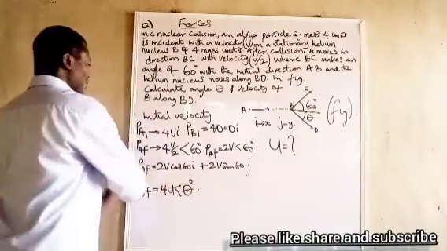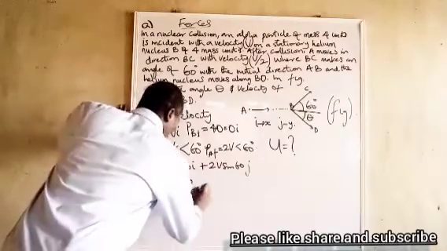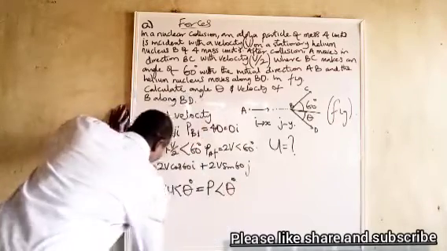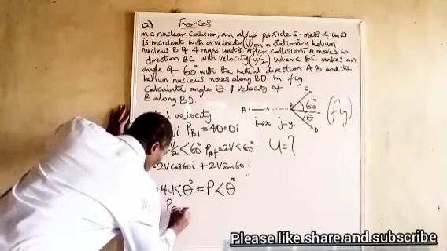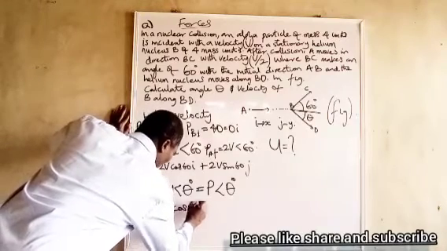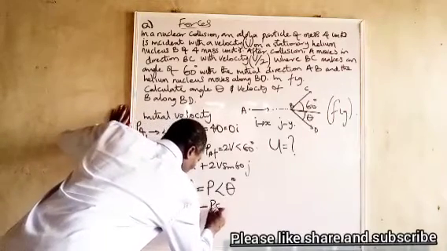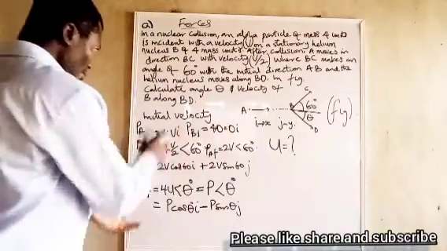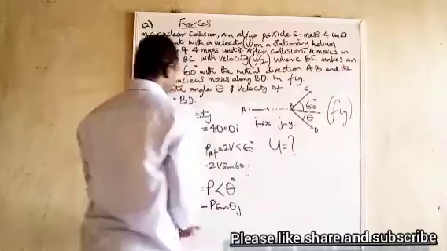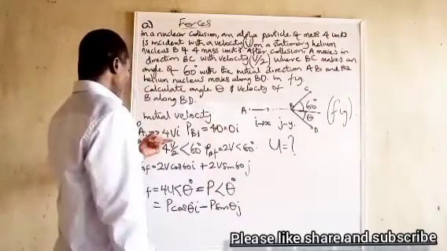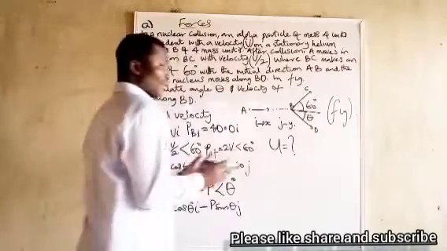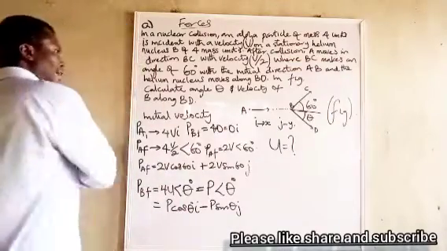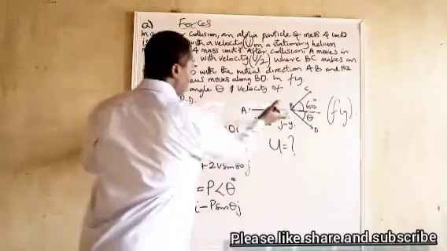Let me now express it in this format. It will now be P cos theta i minus P sine theta j. You can see it's downward. Now, you can see that along the horizontal, everything equals this one, because of the law of conservation of momentum. Momentum before is equal to momentum after. So the momentum along the x direction, along this direction, will be constant.